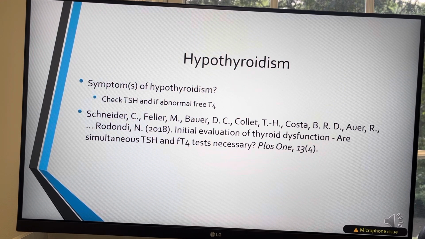Also, the European Thyroid Association, the American Thyroid Association, and the American Association of Clinical Endocrinologists all agree on this. But what about those 25 people that would have been missed? Kind of stinks if you're them and your hypothyroidism goes missed. A free T4 is $10. So it's not going to break the bank of most patients.